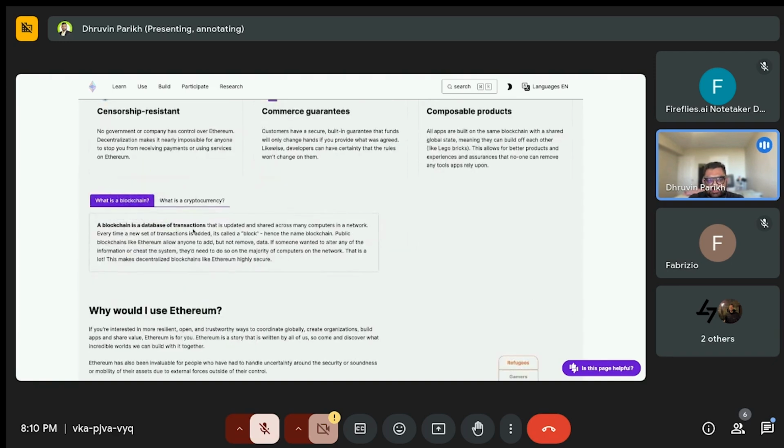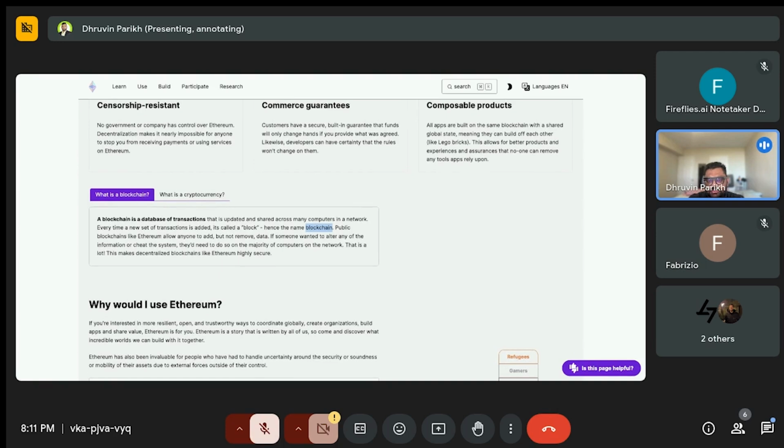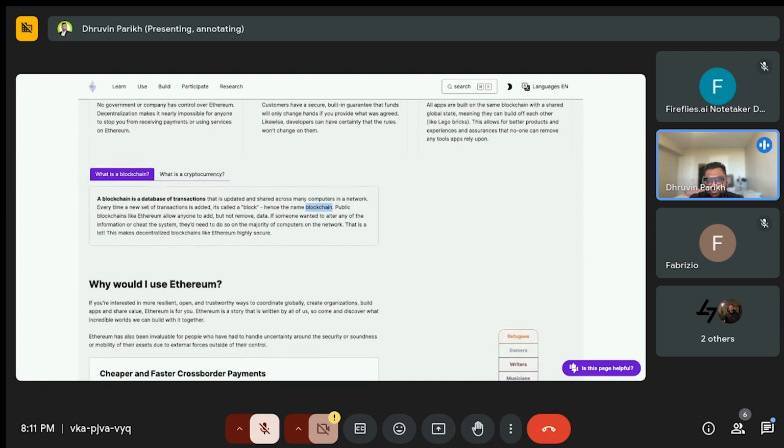So it's a database of transactions, right? You need to keep that in mind, which is updated and shared across many computers in the network. Every time a transaction is added, it is packaged in a data structure that we call a block. And if you just keep on appending, it becomes a chain of blocks, and that is the reason we call it the blockchain. Then there are certain nuances to it. For example, who is allowed to add blocks in Ethereum? Anybody can. So it's a public blockchain.